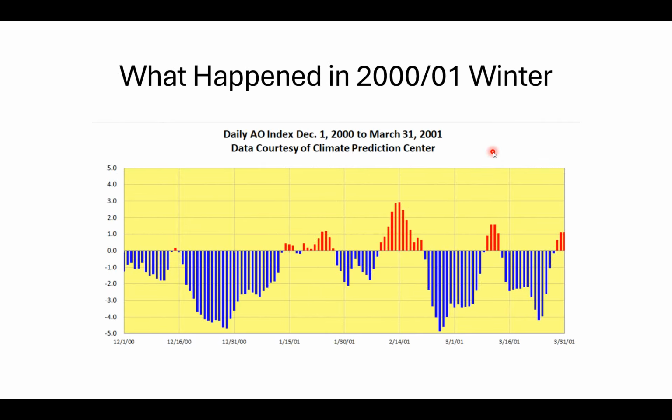What happened in 2001 as far as the Arctic Oscillation from December 2000 to March '01? Look how strongly negative the Arctic Oscillation was mid to late December, right on into mid-January. So about a 30-day period of very negative Arctic Oscillation going on from mid-December to mid-January.